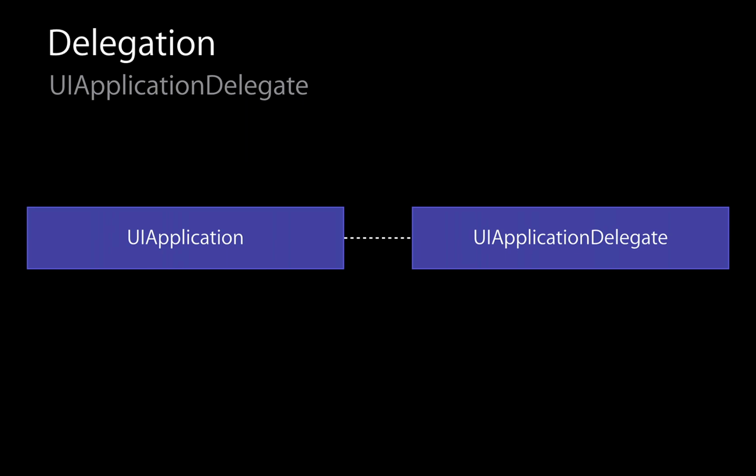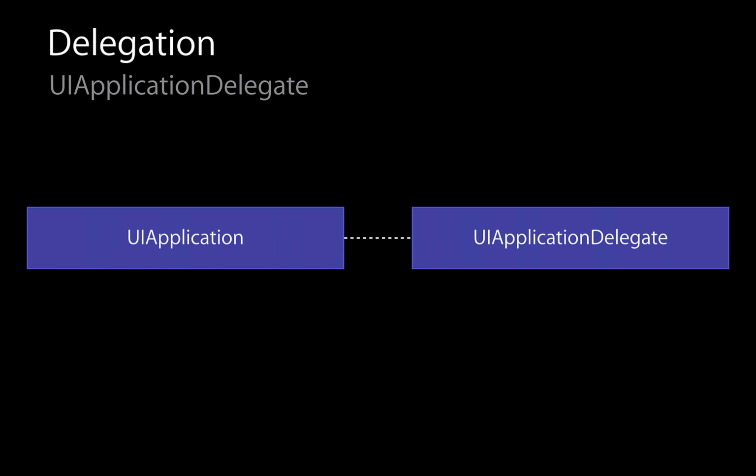So there's a set of methods that the application delegate protocol specifies. Application is going to go into the background. Application is going to come into the foreground. Application wants to open this URL, and so forth. All of those methods that you implement in your delegate customize the way UI application acts, but you don't have to know anything about the details of UI application.